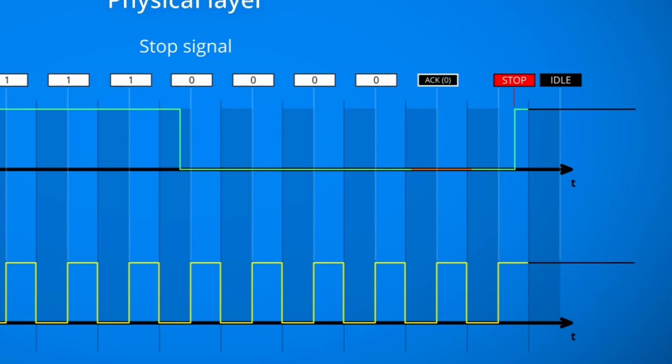This violates the rule that wants that the SDA state doesn't change during the second phase. This violation indicates that it's a stop signal that's transmitted instead of the data bit 0. After sending the stop signal, the master leaves SDA and SCL in the high state, the bus goes idle.